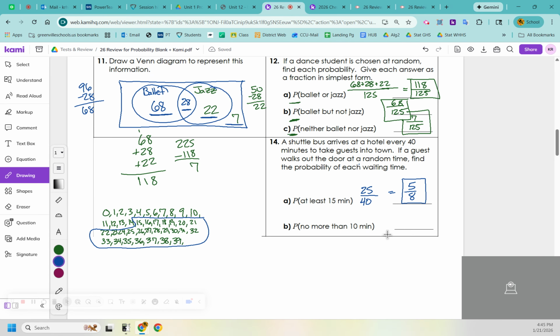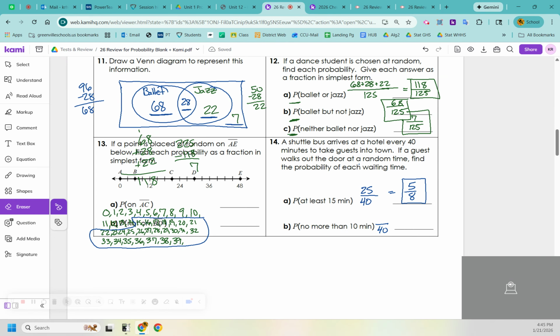Okay, and then the same again, it's still only out of 40 because it's not 41, because if you're waiting 40 minutes, then it's going to be 0 wait time. You're going straight to the bus.